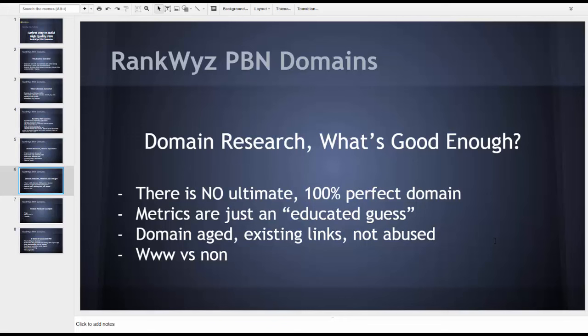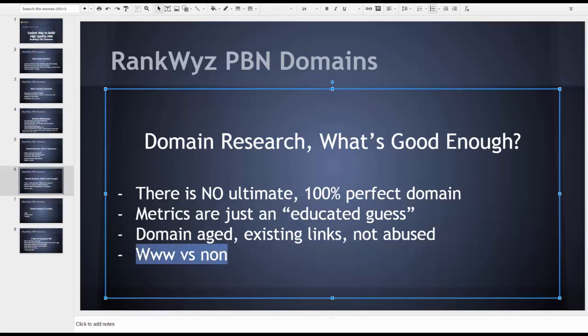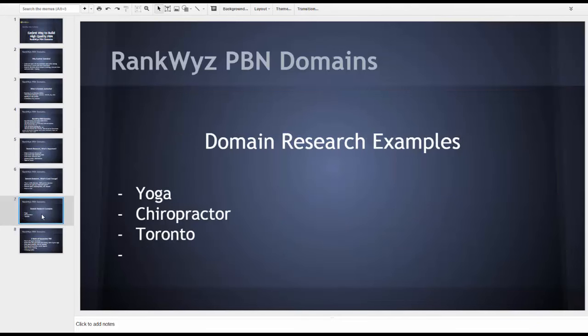So use a combination, don't go too extreme. You're looking for aged domains, you're looking for existing links, and you're looking for domains that were not abused. That's really important, and that's really hard to tell. As I mentioned, don't forget to pay attention to whether it's www or non-www, so that once you register the domain, you know how to use it moving forward.